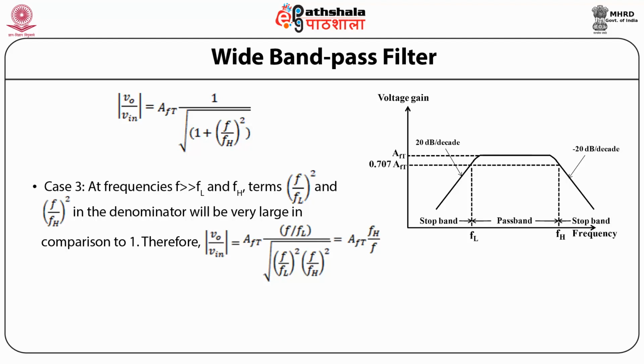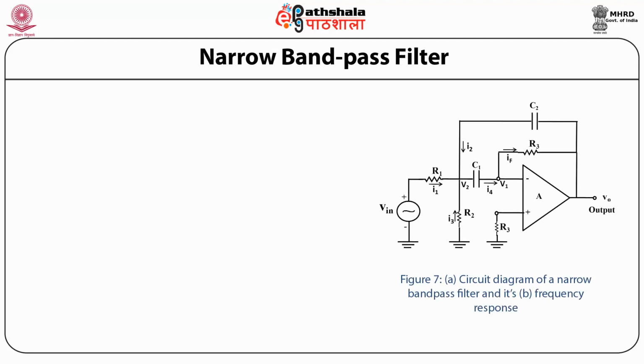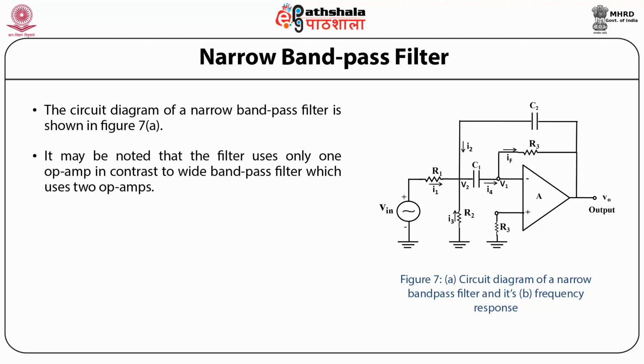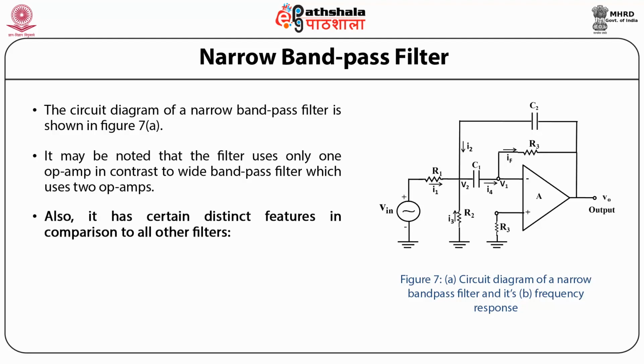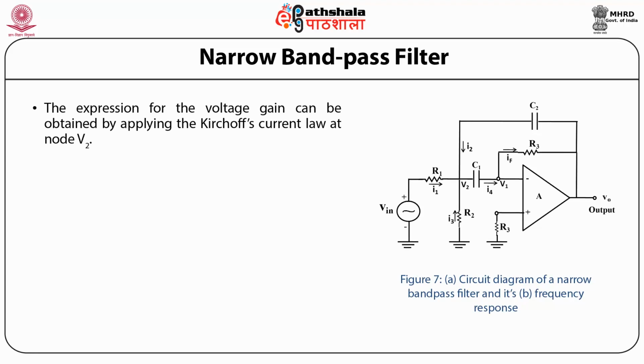The magnitude of voltage gain, modulus of V0 divided by Vin, is equal to AFL into AFH into f by fL divided by square root of 1 plus f by fL whole square into 1 plus f by fH whole square. So the magnitude can be simplified to be equal to AFT into f by fL divided by square root of 1 plus f by fL whole square into 1 plus f by fH whole square, where AFT is equal to AFL into AFH, the total passband gain of the bandpass filter. Therefore, the total passband gain of the bandpass filter is equal to the product of individual passband gains of low pass and high pass filters.